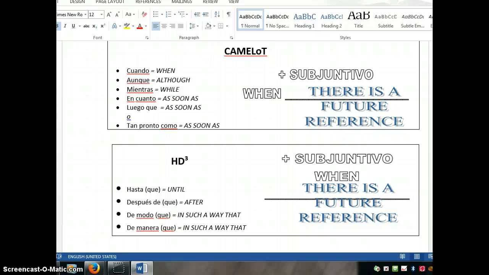With a future reference, it can be anything from the future to what you're going to do, ir plus a plus infinitive, or any verb-verb construction, like I hope to, using esperar, or I should, using deber, or I need, using necesitar, or I want, using querer. So there are many other ways to express the future rather than just the true future tense.